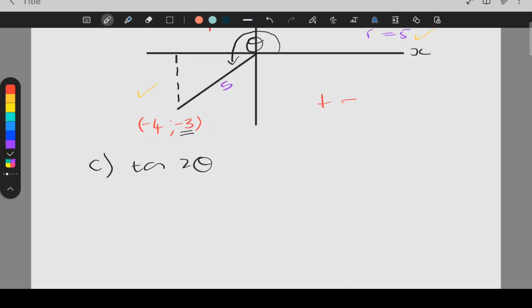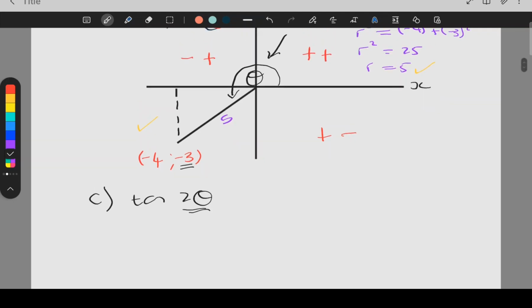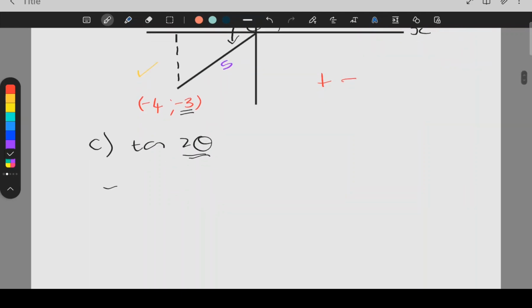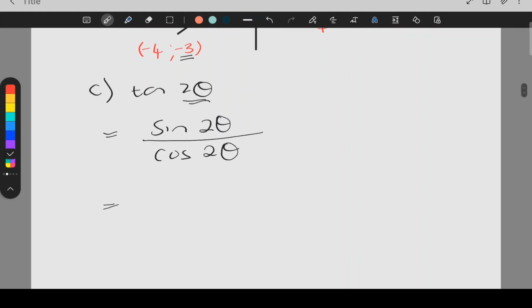Our last question is C. Calculate tan 2 theta. 2 theta is not in my diagram. So I have to rewrite 2 theta. But tan doesn't have a double angle. So I'm going to write tan as sine 2 theta over cos 2 theta. Okay, now instead of expanding, this was the answer to number A that we did, and this was the answer to number B that we did. So number A's answer was 24 over 25. That was sine 2 theta. And remember, number B's answer was 7 over 25. So I'm just going to replace it there.